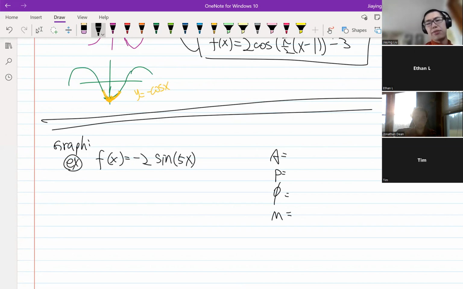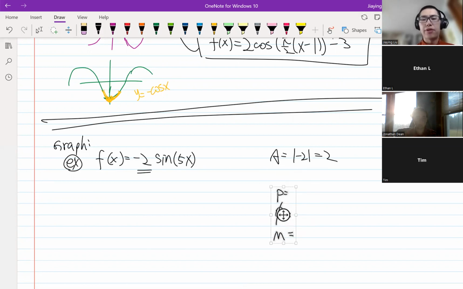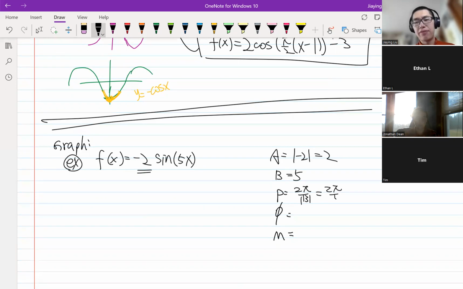So the amplitude is going to be the absolute value of whatever the coefficient in front of sine is. So that's the absolute value of -2 equals 2. Phase shift, I do know in a minute. So I know the b value, which is going to be 5. And that 5 is going to help me find the period, which is going to be 2 pi divided by the absolute value of b. So that's going to be 2 pi divided by 5. It's not a very nice number if you were to graph on the x-axis.